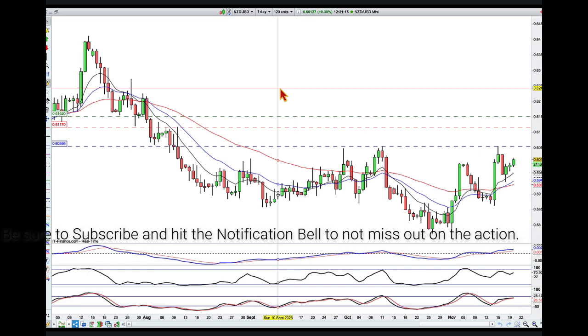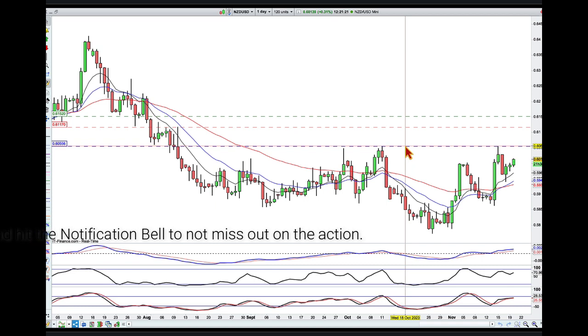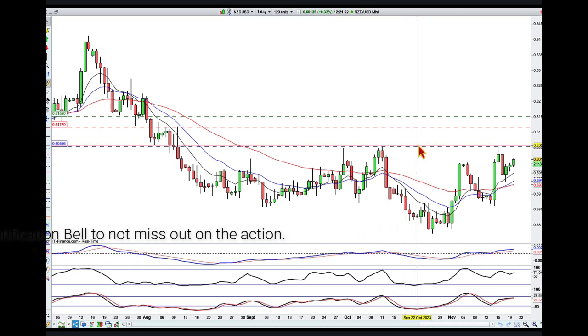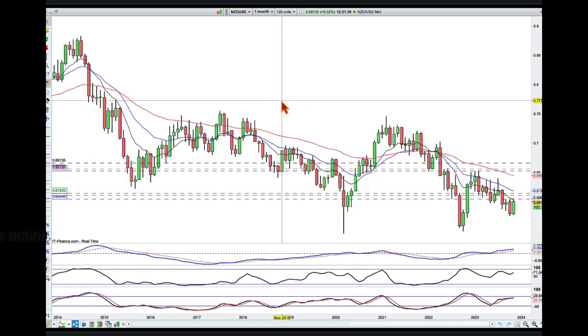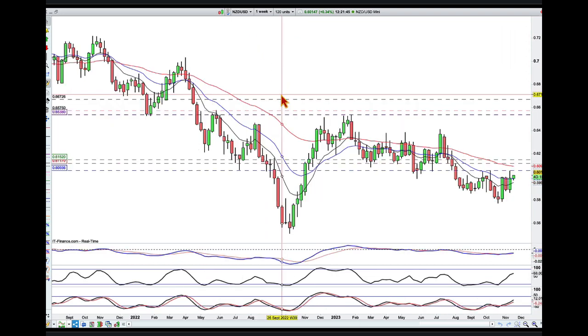So I want to start with the Kiwi dollar, and the level that I'm interested in is this area around the 0.6050. Now, there are a couple of elements about this one, but first I want to start with the higher time frame just to gauge where we are in the big scheme of things. On the monthly, we're still in a downtrend. We were overextended from the moving averages, and we're simply pulling back here, touching right back at the 10 moving average.